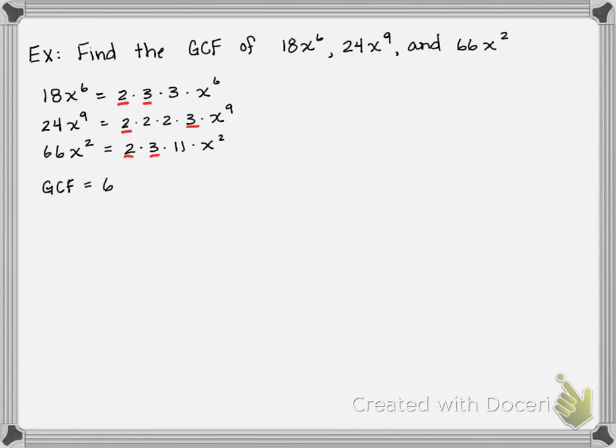And then how many factors of x do they have in common? 2, right? Whatever the lowest exponent is, that's how many they have in common, because if you have 9 factors of x, you definitely have 2. If you have 6 factors of x, you definitely have 2. But x squared doesn't have any more than 2 factors of x, so they have x squared in common.